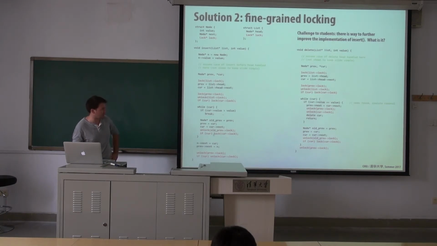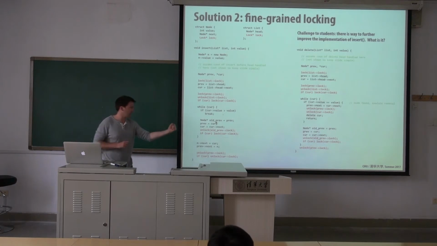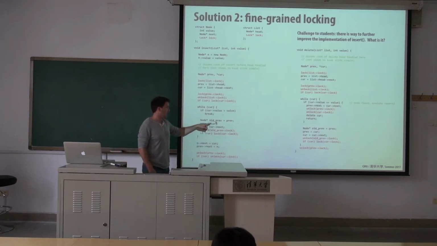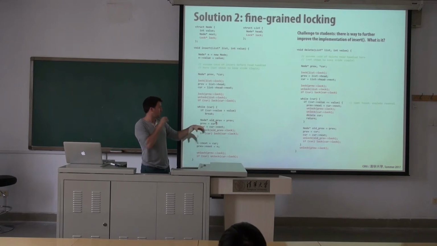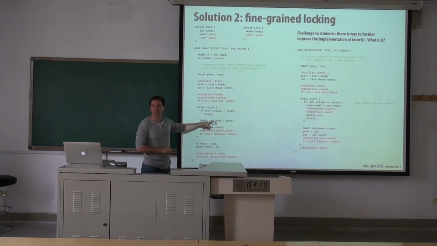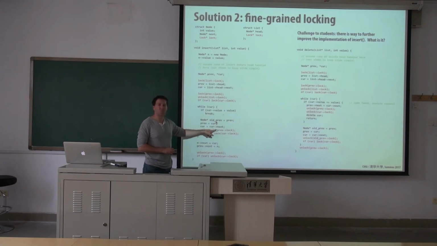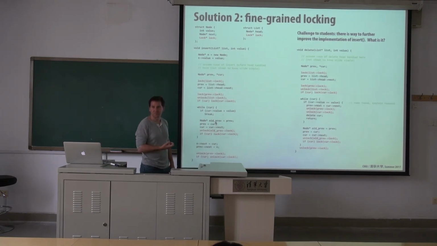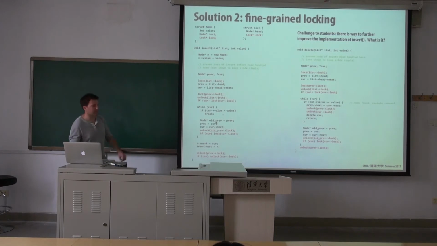But the most important thing is just right here: as we're walking through the list, notice that I have prev and current, and then I make prev equal current, and current equal current next, and I hold on to my old prev. So I unlock old prev, and then lock current, but I'm always holding on to prev. So I always have one lock here. So I go from 2 to 1, 2 to 1, 2 to 1.